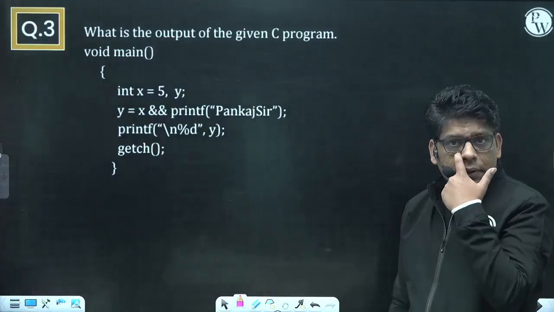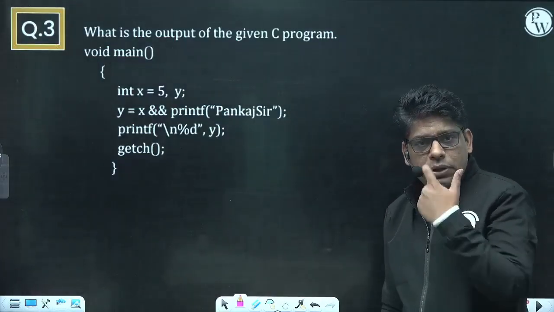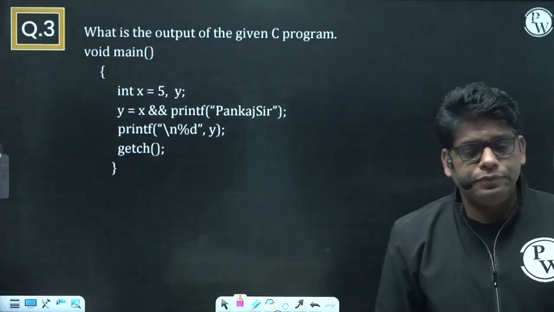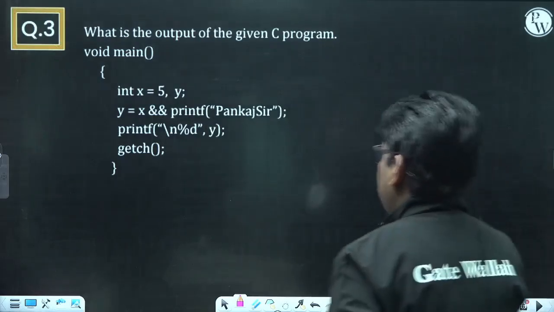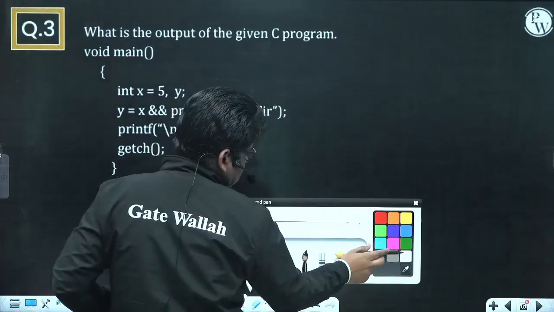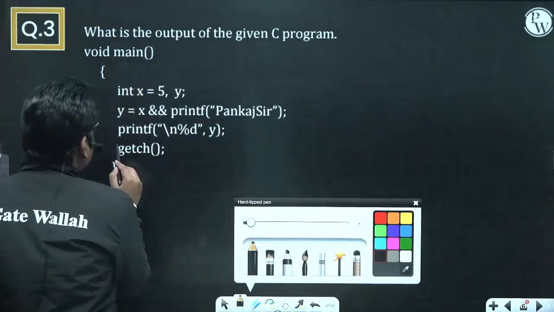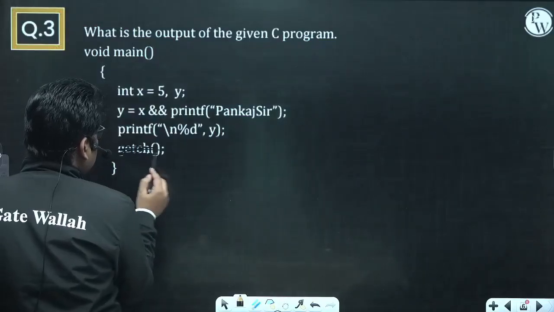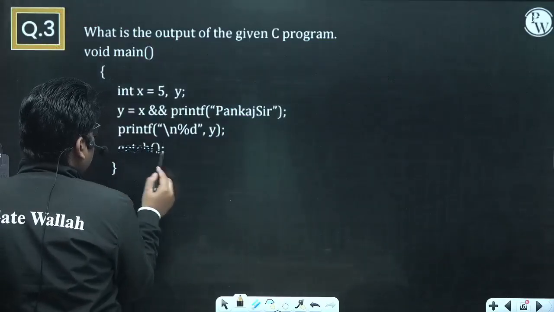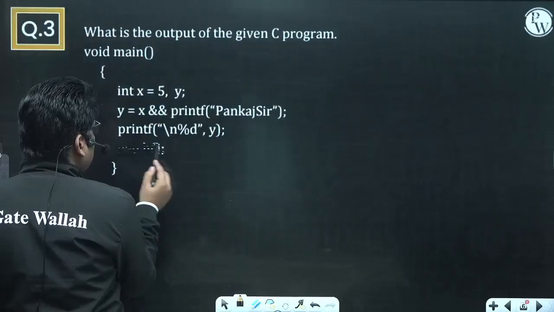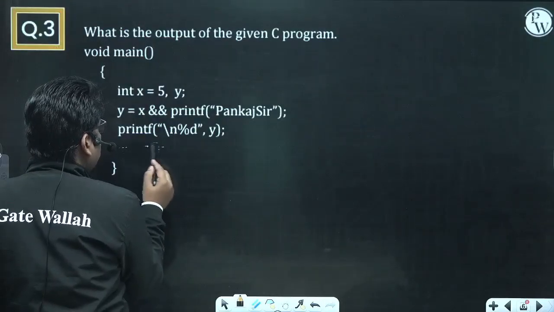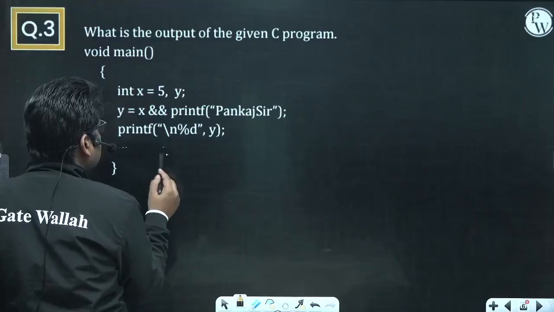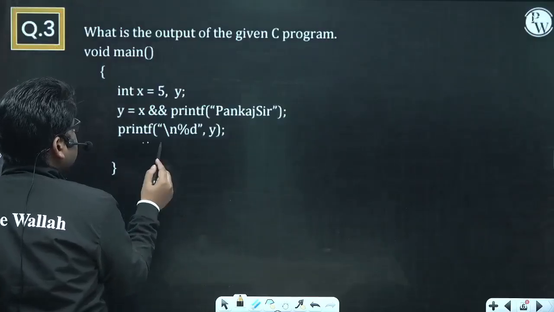Now, what is the result? What is the output? Anirudh, don't worry about getch. As of now, please forget this. It's my humble request. We will discuss getch in coming classes. As of now, don't worry about getch.